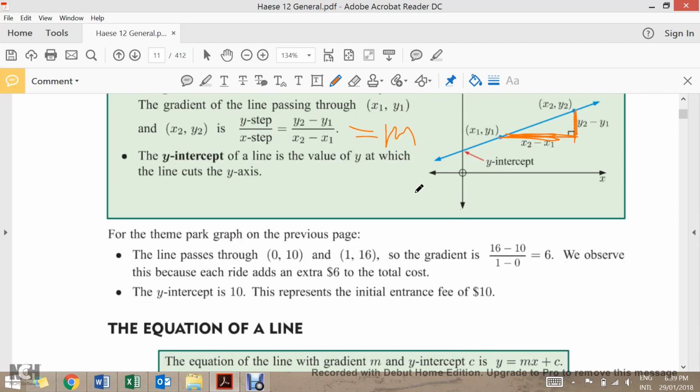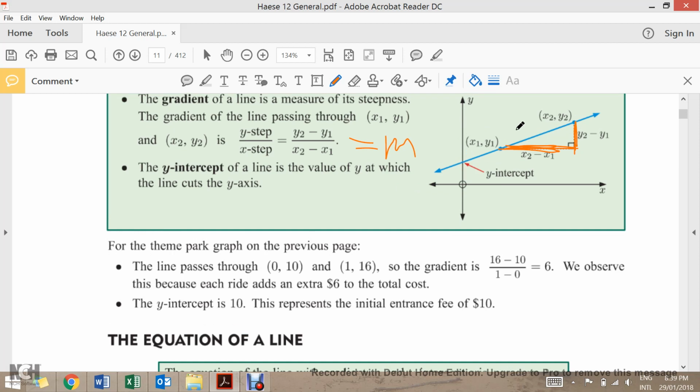Okay, easy done. Y-intercept is just wherever the line cuts the y-axis. It's not where it cuts the x-axis. If it cuts the x-axis, that's down here somewhere. We're interested in where it cuts the y-axis, where it cuts the vertical axis, because again, the subject of this equation is y. We're interested in all the things to do with y. So all the things to do with y is that we need m lots of x plus whatever y starts at. So whatever y starts at is c, or the y-intercept.